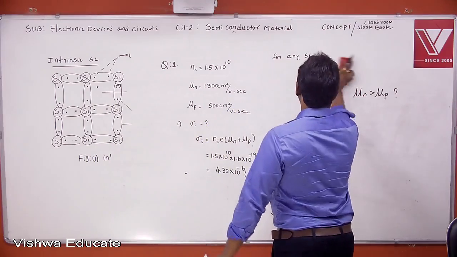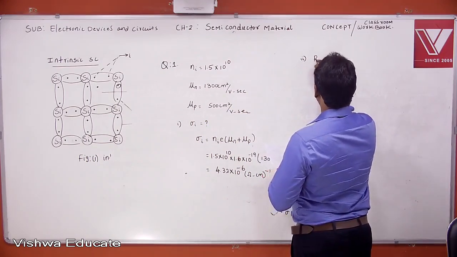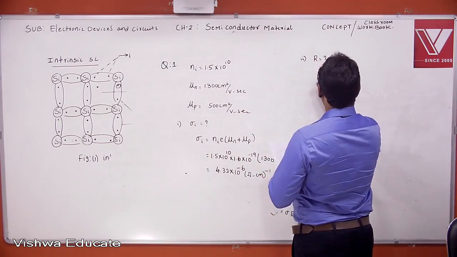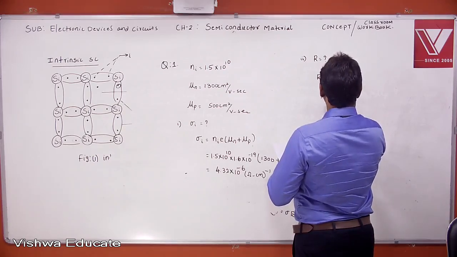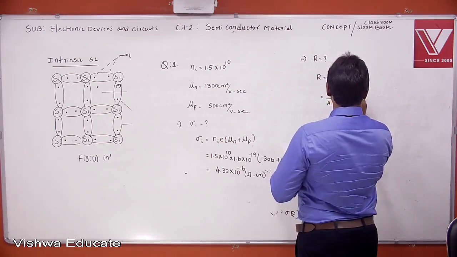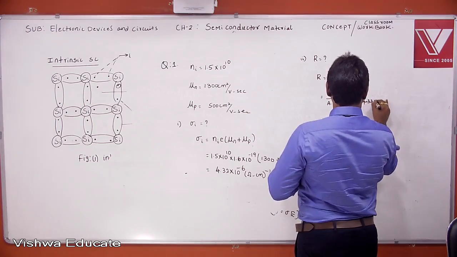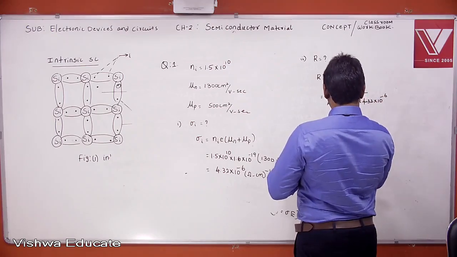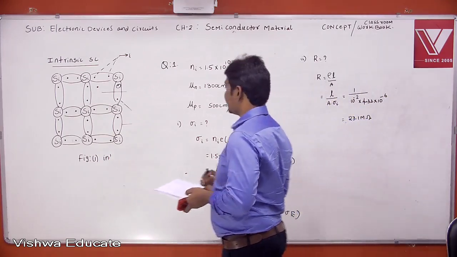And what is the next bit? Resistance of the sample. What is the formula for resistance? Rho L by A. What is rho in terms of conductivity? L by A into sigma. L is given as 1 centimeter, cross-section area is 10 power minus 2, and sigma I, the intrinsic conductivity, is 4.32 into 10 to the power of minus 6. The value is 23.1 mega ohm. This is the resistance of the sample.